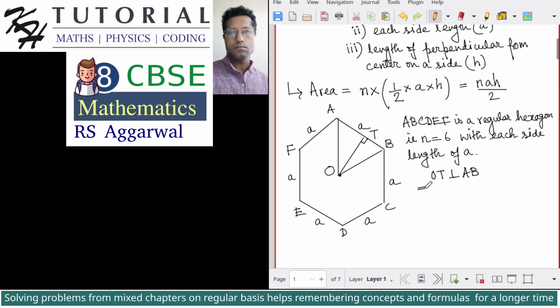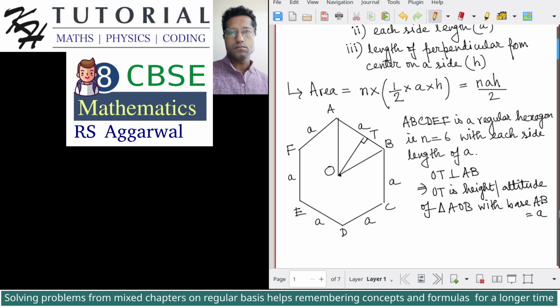So this will imply that OT is the height or altitude of triangle AOB with base AB, which is equal to small a, that is the length of each side of the regular polygon.